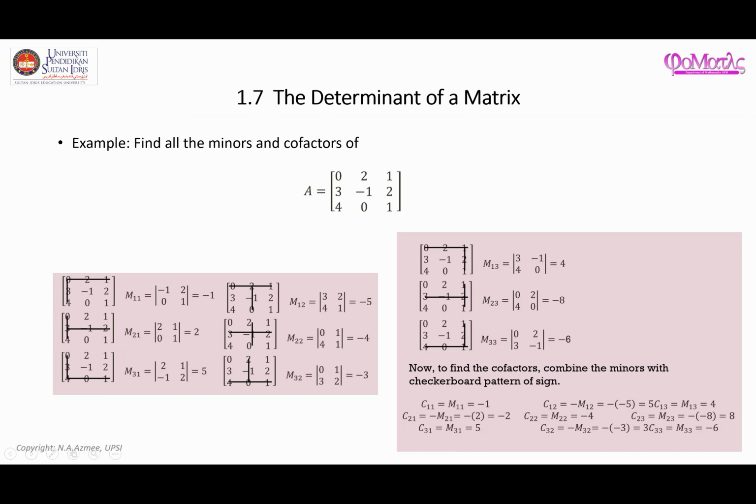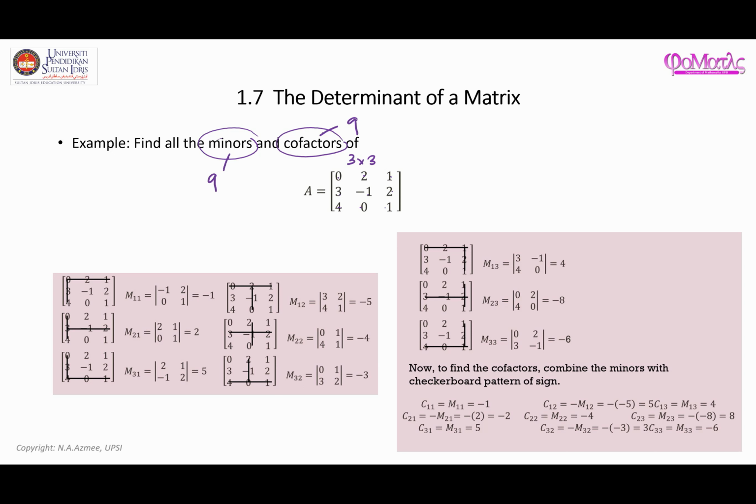So here is an example where you are asked to find all the minors and cofactors of this matrix. This is a 3 by 3 matrix. Again, when you have a 3 by 3 matrix, you have 9 different elements inside. Therefore, if you want to find all the minors and the cofactors, you will have 9 different minors and 9 different cofactors. And again, I'm just going to demonstrate perhaps 1 or 2 examples related to finding the minors, because they are actually following the same idea or the same pattern.